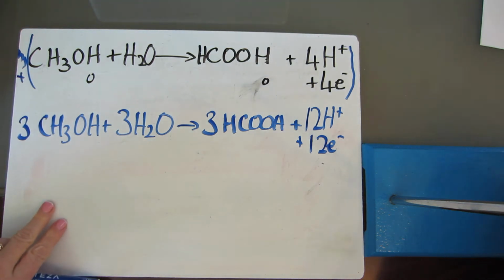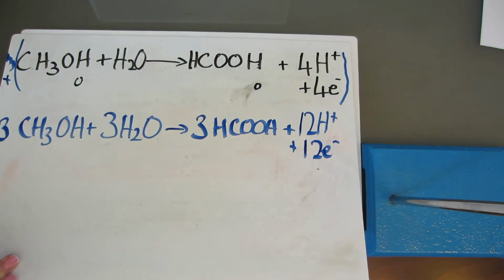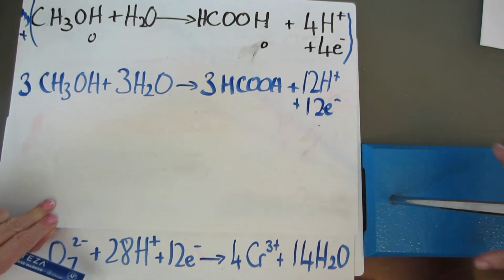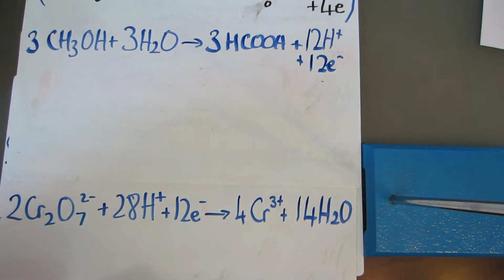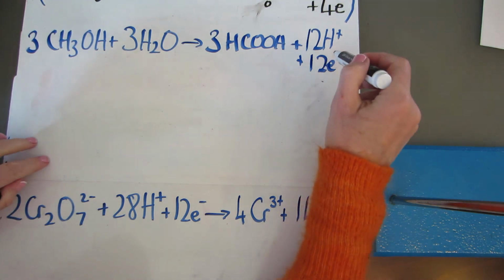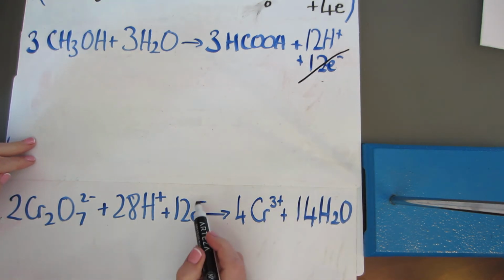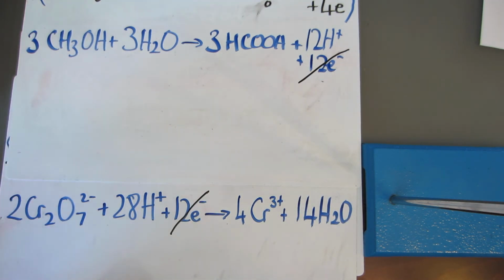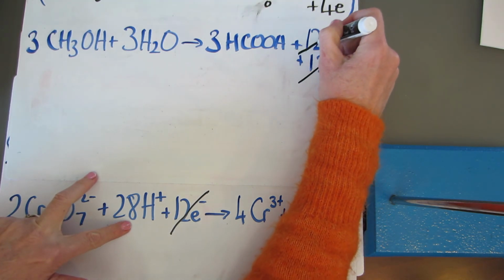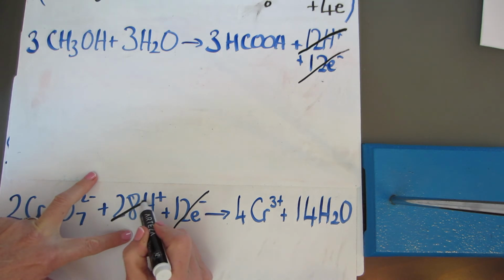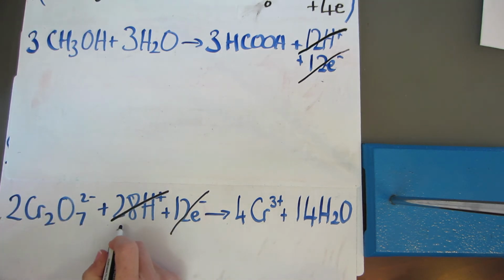Let's bring this back, and maybe we can see what's going on. Can you find things to cross out? 12 electrons being lost get crossed out with the 12 electrons being gained. Anything else? So what else have we got? Oh, 28 H+ ions, 12 H+ ions. Let's get rid of these, and I think that comes up to 16 H+. I think so.